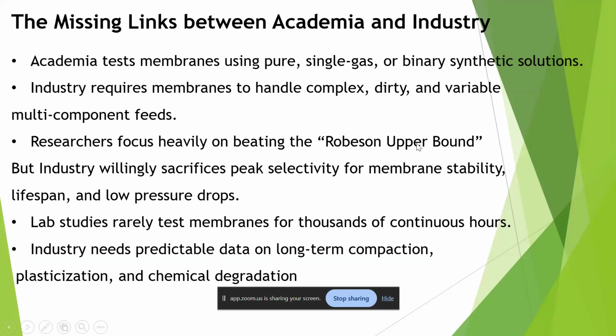Another major thing is that in academics, people are only focused on, including me during my academics, we are all focused on showcasing that our work has successfully crossed the Robson upper bound, which means that permeability as well as selectivity both increased at the same time. But in industry, it is completely different. Industry will think about how to handle the dirtiness, which goes into scaling as well as fouling as well as operating at continuous levels. All these things will come into play.